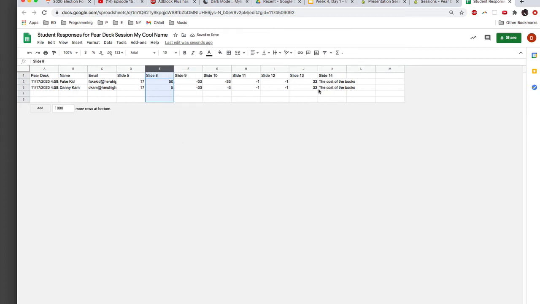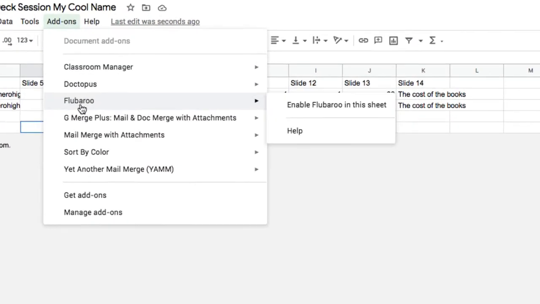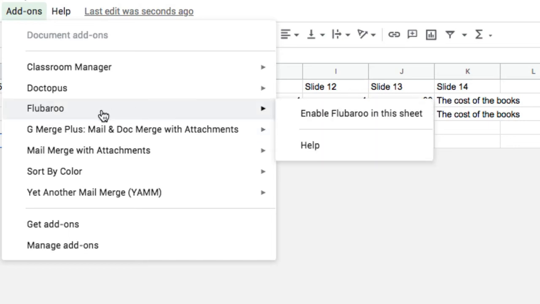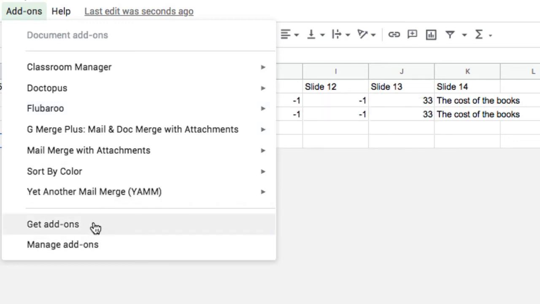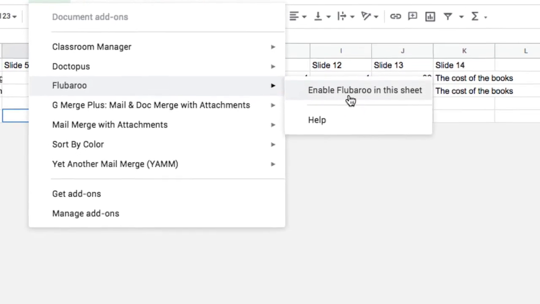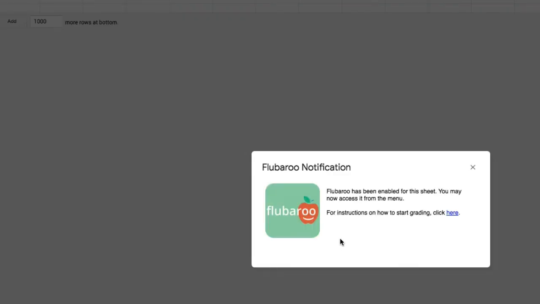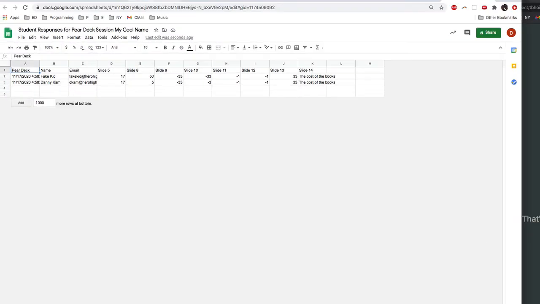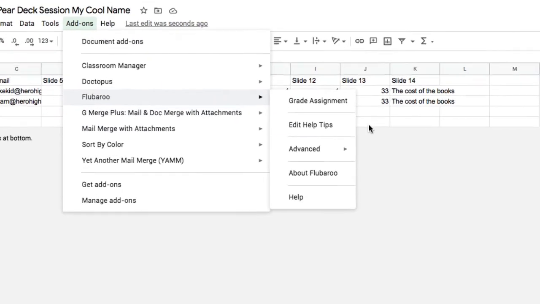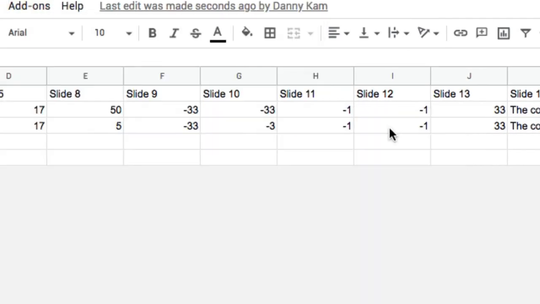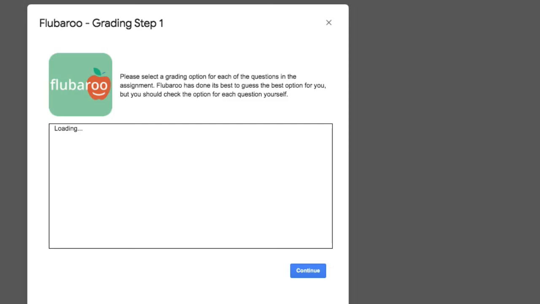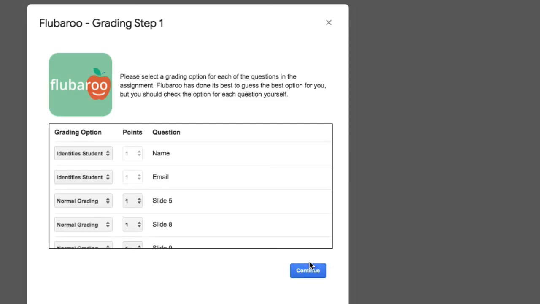And now we are going to go to add-ons, and if you install Flubaroo, it's this one right here, you can go through and install it. You just got to click get add-ons and add this thing called Flubaroo. Click enable Flubaroo on this sheet. I think you can exit out once you got that. And you go to Flubaroo and click grade assignment. Once you have it up here, click continue.